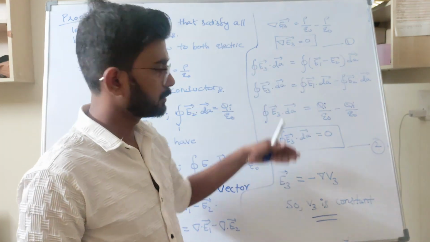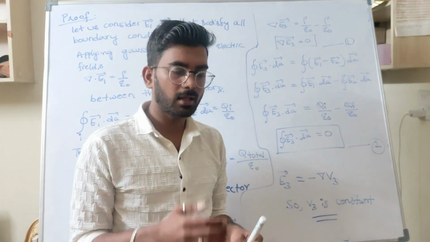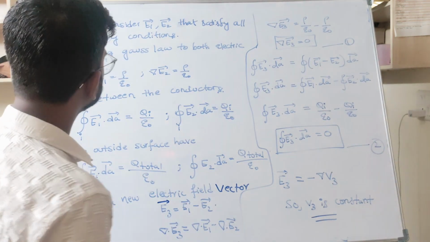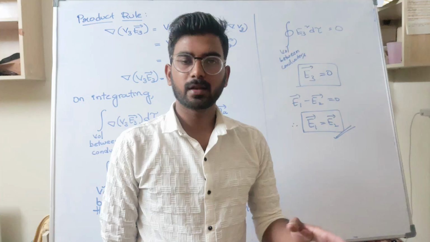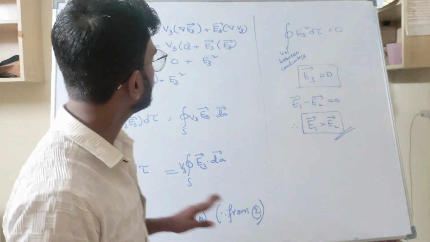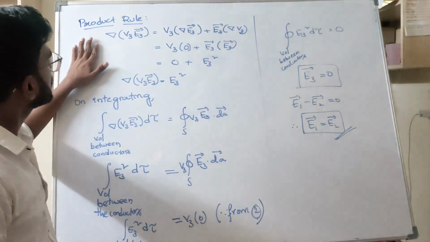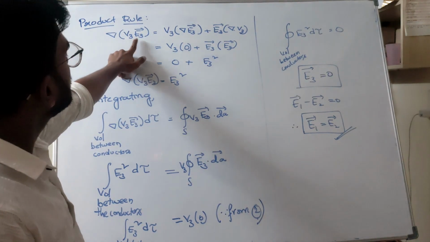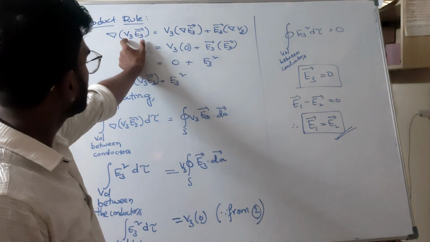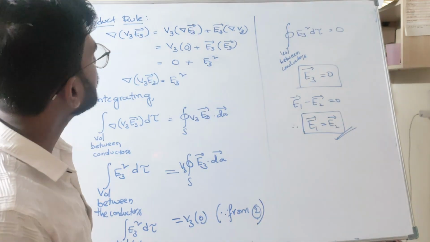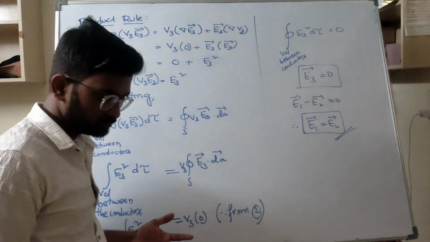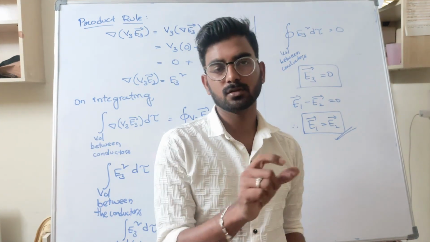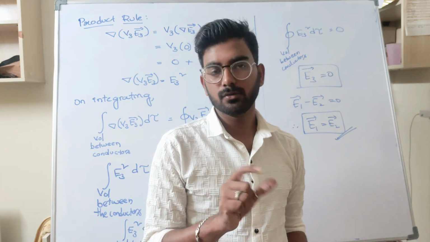Let us see whether finally E1 is equal to E2 or not. So let us move on to the next line. What I told, I will take the product rule and integrate it. What is the product rule? Del of V3 E3 bar, where V3 is a constant. I am applying gradient to this. Differentiation of uv gives uv dash plus vu dash.